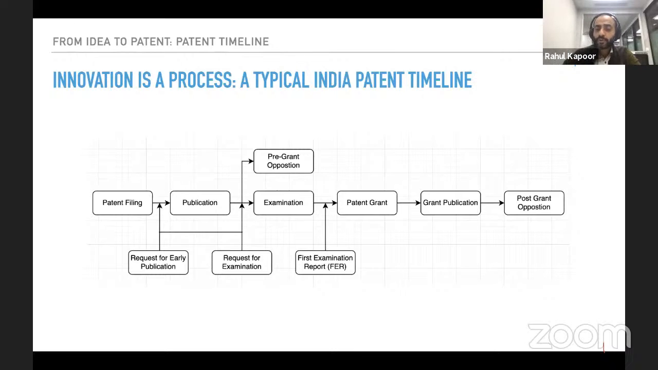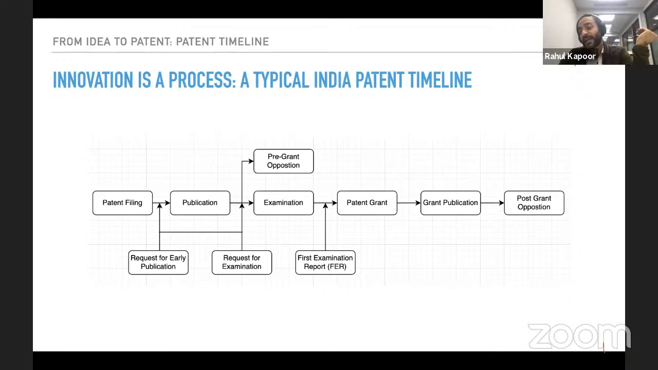It's very usual that you will get an FER. There's pretty much no invention that will just straight away be granted. So if you properly address all the objections of your FER to the examiner, you will get a grant eventually. And then the grant will be published.